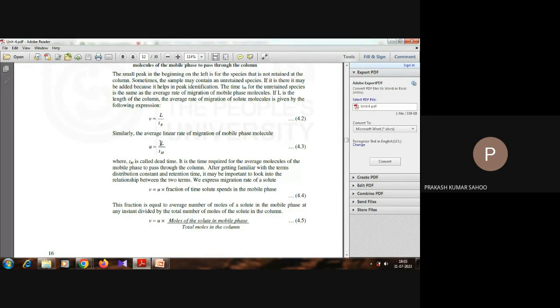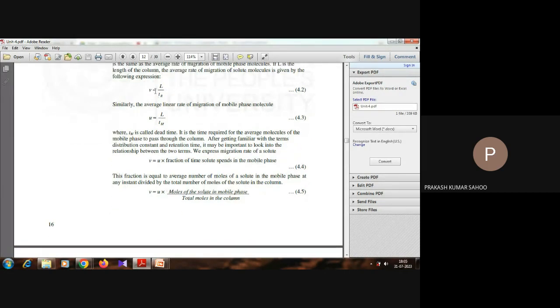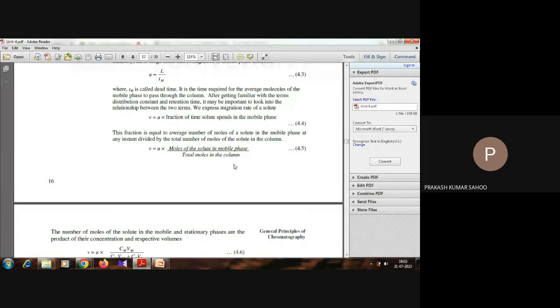So the total average migration rate V equals u times the fraction of time the solute spent in the mobile phase. That means what fraction of the total time is spent in the mobile phase. The fraction of time is equal to moles of the solute in the mobile phase divided by total moles, that is, concentration in the mobile phase plus concentration in the stationary phase, out of which only the mobile solute we will take.